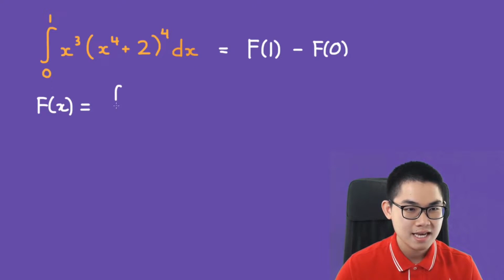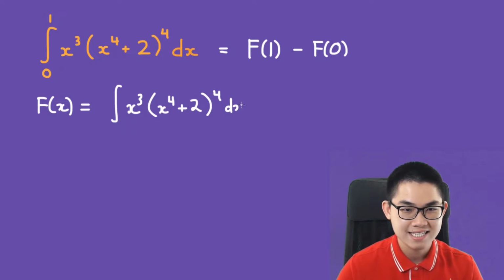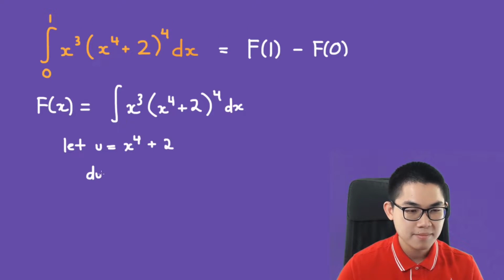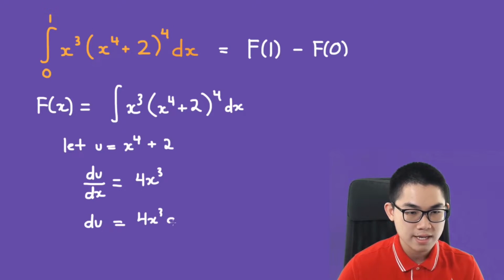Well, f of x is the indefinite integral x to the power of 3 times x to the power of 4 plus 2 to the power of 4 dx. So let u equal to x to the power of 4 plus 2. And same thing as last time, we're going to differentiate it. And that gives us 4x to the power of 3. Then du is 4x to the power of 3 dx. And finally, dx is 1 over 4x to the power of 3 du.